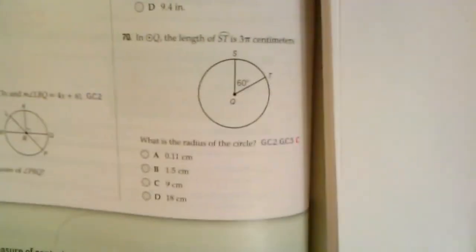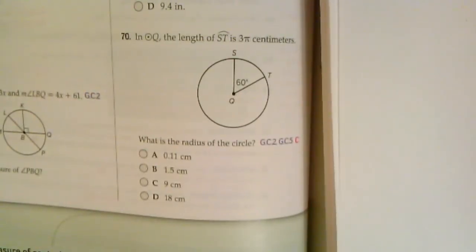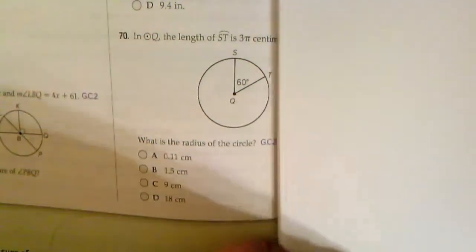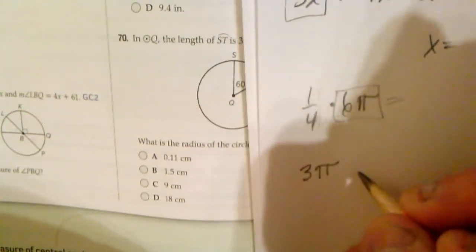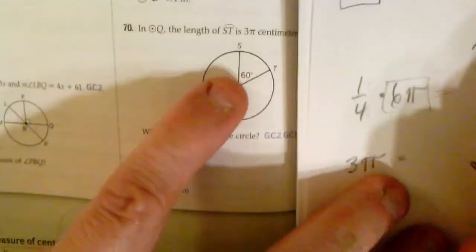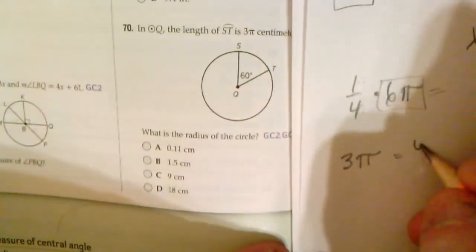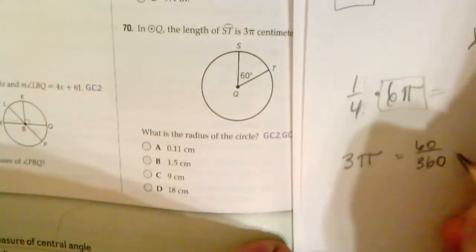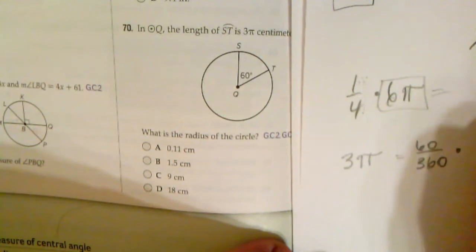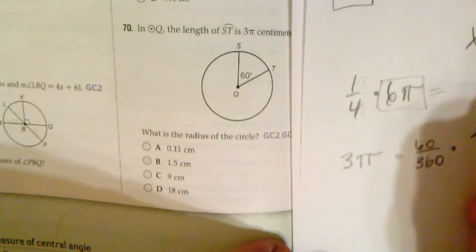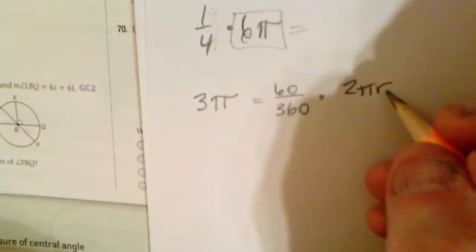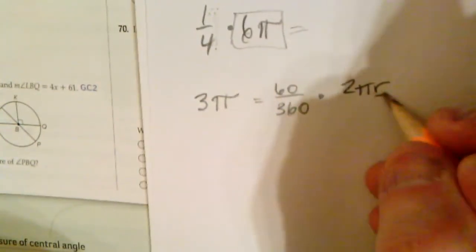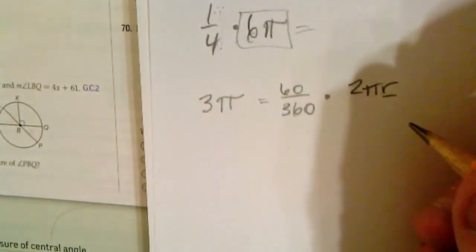It says here the length of ST is 3 pi centimeters. What is the radius of the circle? Okay. So if I set this up, the arc length is 3 pi centimeters. And we know that the arc measure is 60 degrees out of 360, multiply that by pi d, or well, in this case 2 pi r. Okay, this is going to be the equation that we solve. Now we usually use pi d here, but since we're solving for the radius, we'll just use 2 pi r.